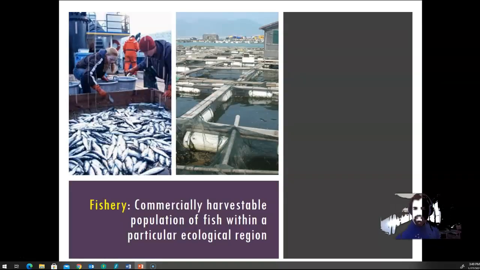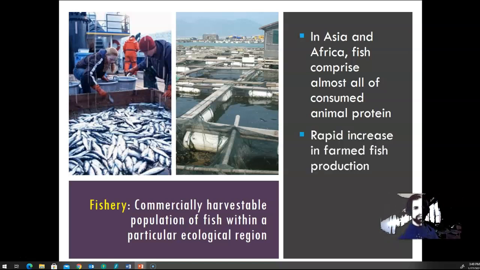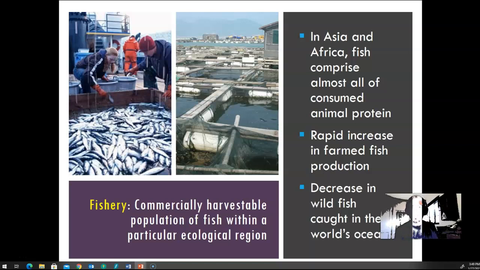So a fishery is a commercially harvestable population of fish within a particular ecological region. All right? So any commercial population of fish in a region. In Asia and Africa, fish comprise almost all of consumed animal protein. And there has been a rapid increase in farmed fish production. It's the largest growing food meat industry in the world. And there's a decrease in wild fish caught in the world's ocean for that reason. But they are fishing for the feed for the farmed fish from the ocean.